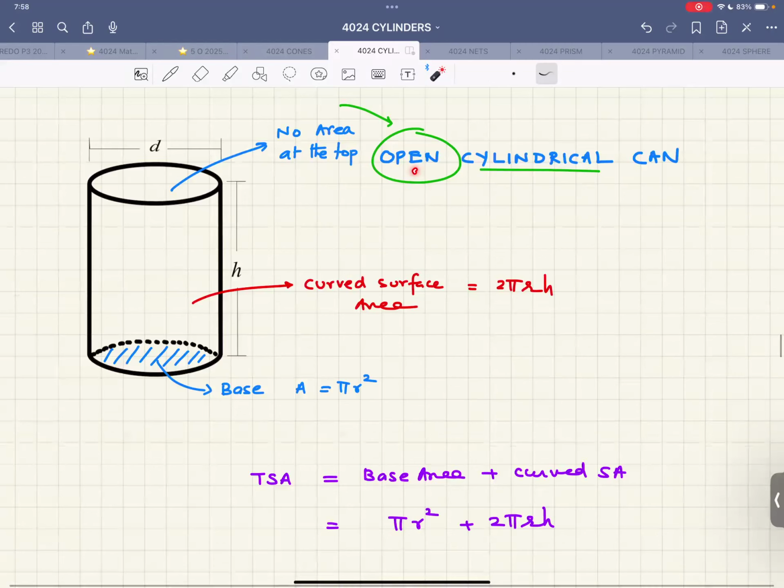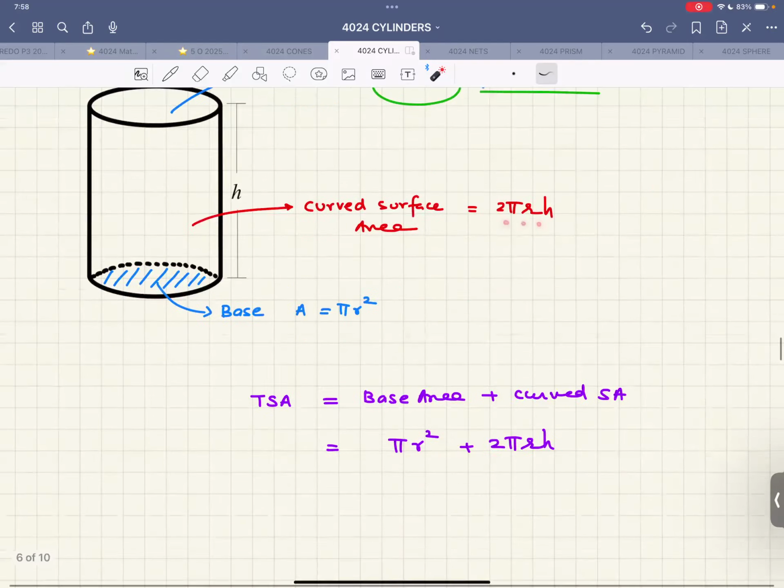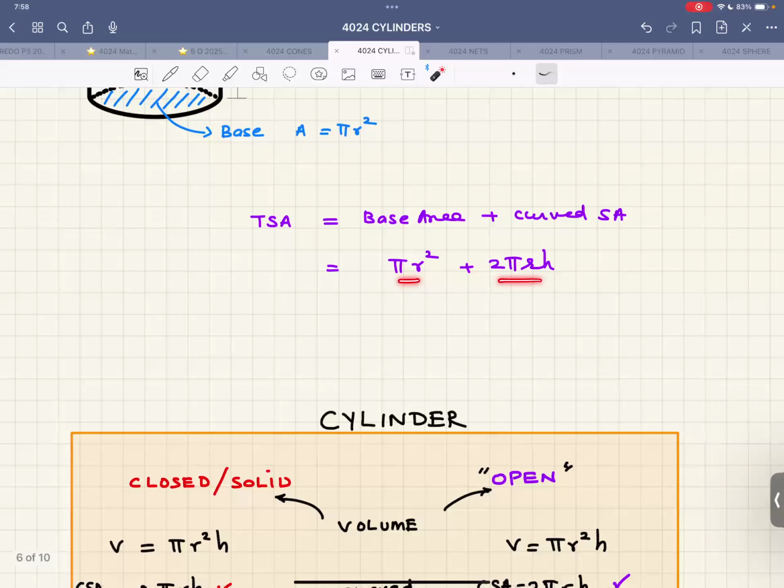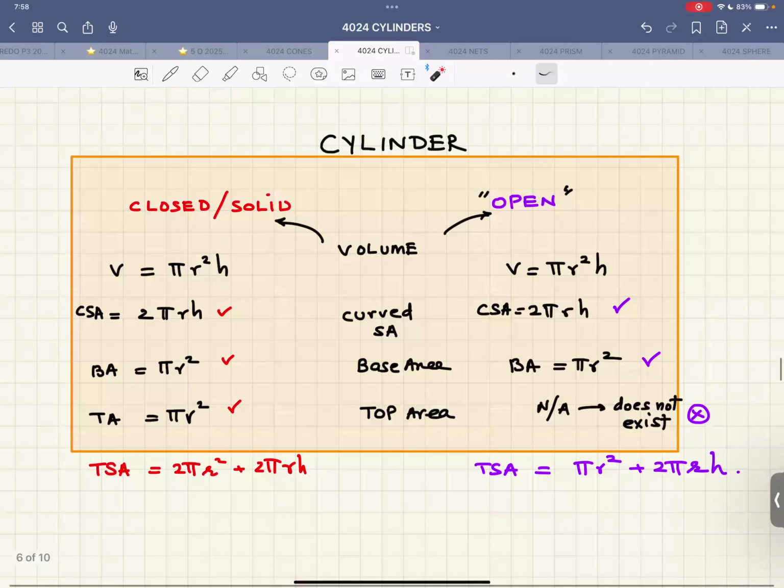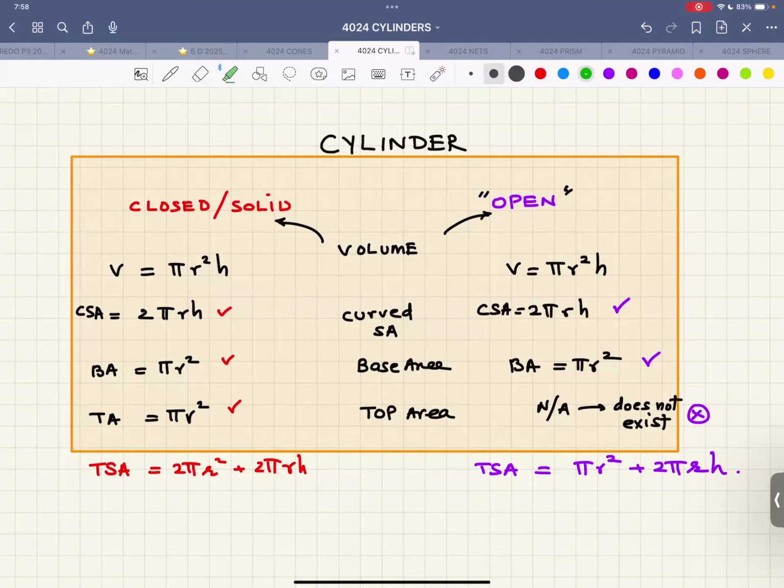What if it's an open cylinder? There is nothing at the top because it's open. There is the base area, which is pi r square. The curved surface area is the same. So now this is pi r square plus 2 pi r h. And that is the thing that connects the two. So closed or solid versus open, the volume is unchanged. That's the same, pi r square h.